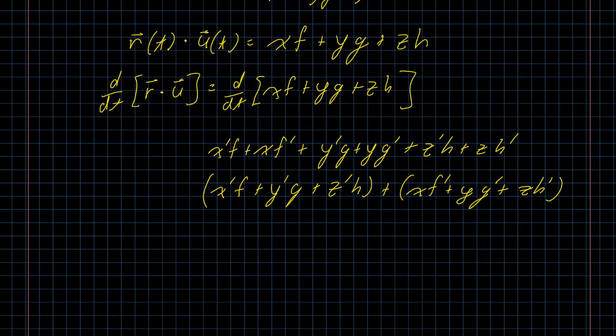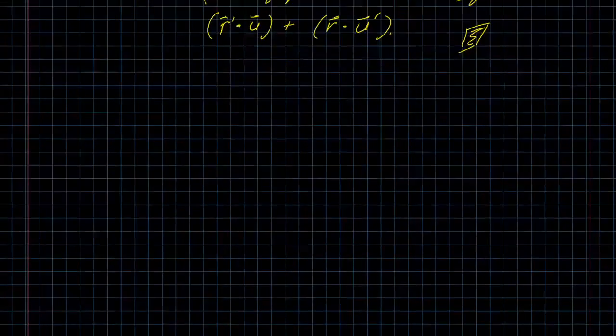And I can recognize that those are exactly the result of taking the dot product of r prime with u and taking the dot product of r with u prime, which is exactly what I said I was going to get when I started off here. All right, so that's one product rule. There are 3 product rules because there are 3 different ways that you can multiply things when it comes to vector valued functions. We could have a vector valued function multiplied by a scalar function.